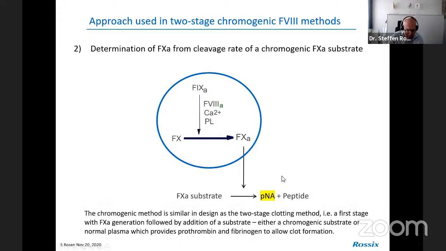Now, as Dr. Ney so nicely mentioned and explained, the chromogenic method is similarly designed as a two-stage clotting method, which is a first stage with 10A generation.